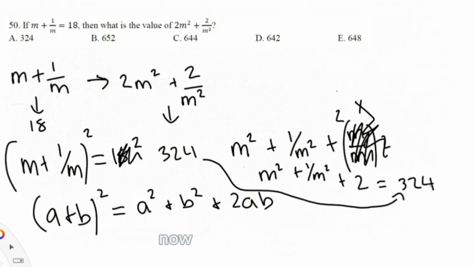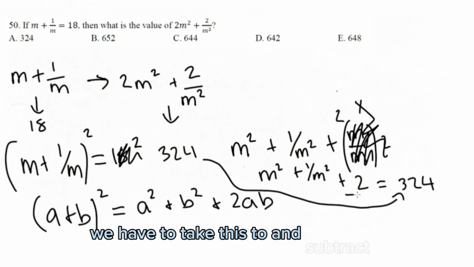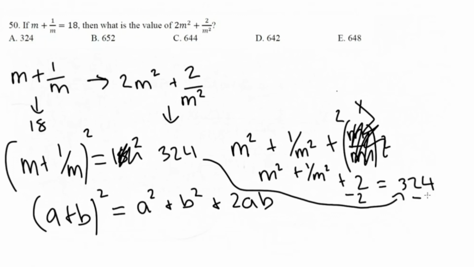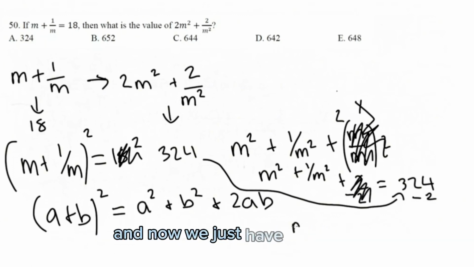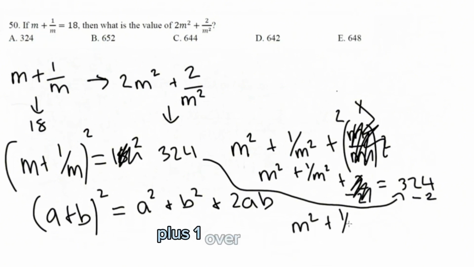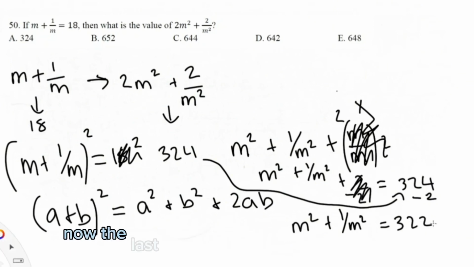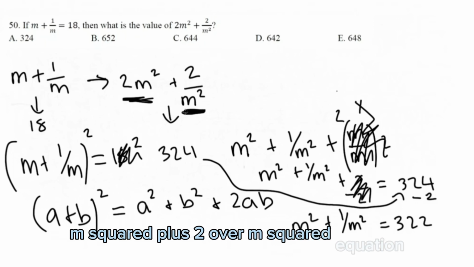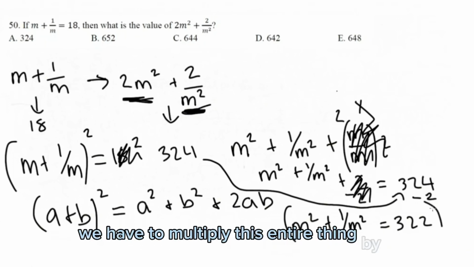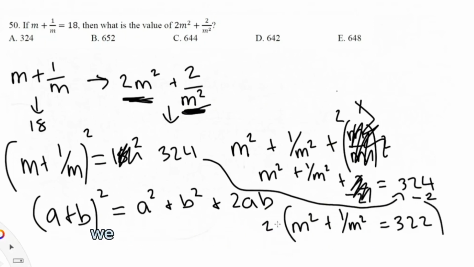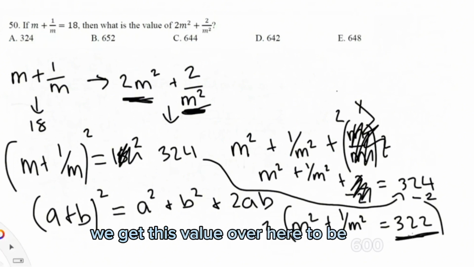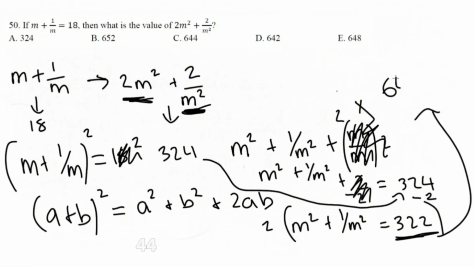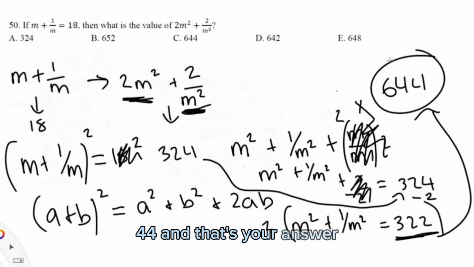Now the next step is we have to take this 2 and subtract it. So we get negative 2, and we subtract 2 from this side as well. So now we've canceled out this 2, and we just have m squared plus 1 over m squared equals 322. Now the last step is to make it equal to the 2m squared plus 2 over m squared expression, so we have to multiply this entire thing by 2. When we do that, we get this value over here to be 644. And that's your answer.